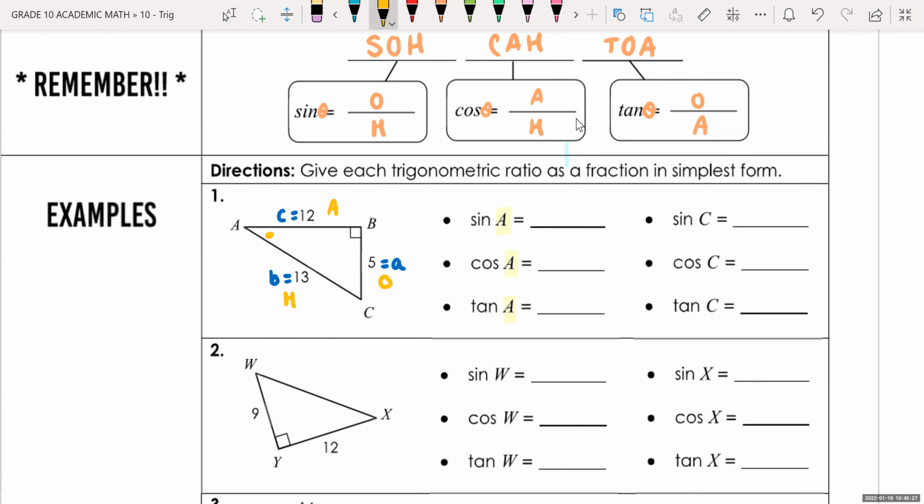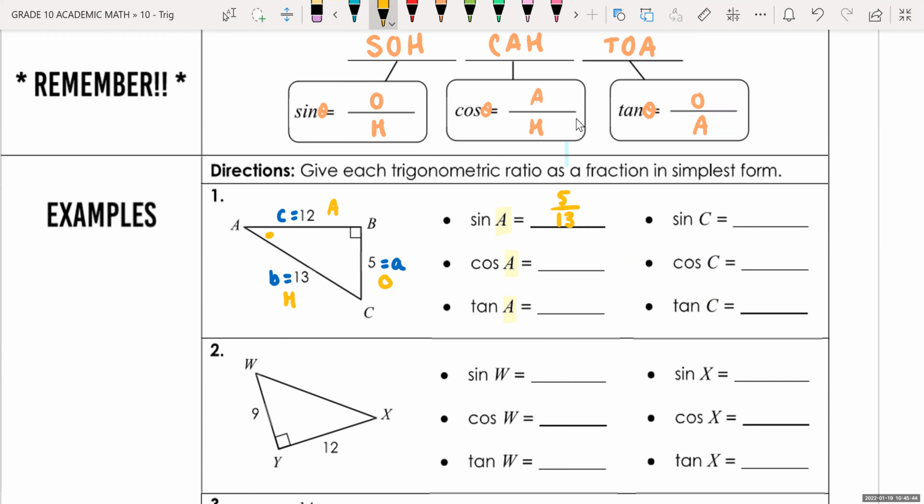So what is the opposite side length and what is the hypotenuse in this question? Safir? Yeah, opposite is 5 and the hypotenuse is 13. So our ratio would just be 5 over 13. How about cosine of angle A?